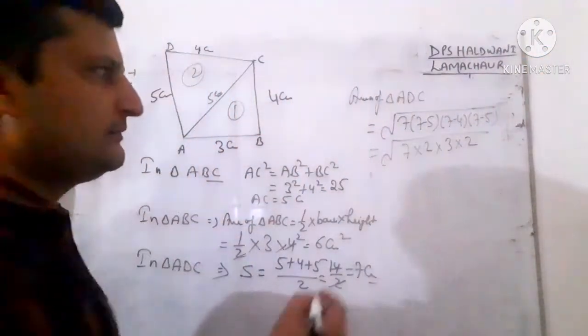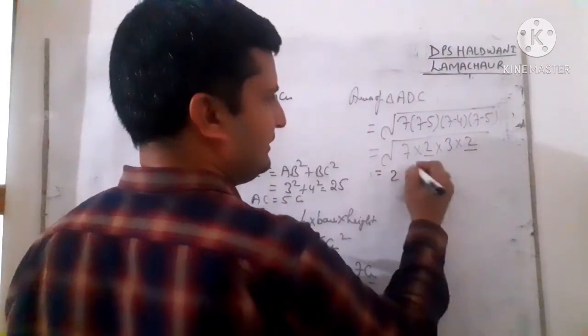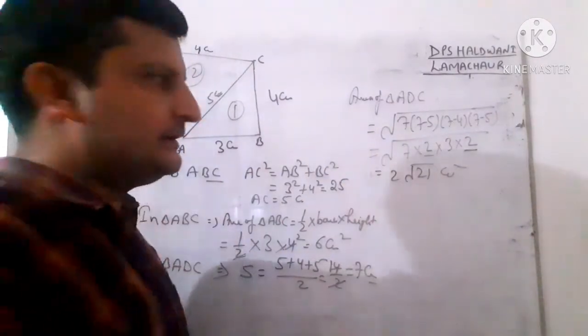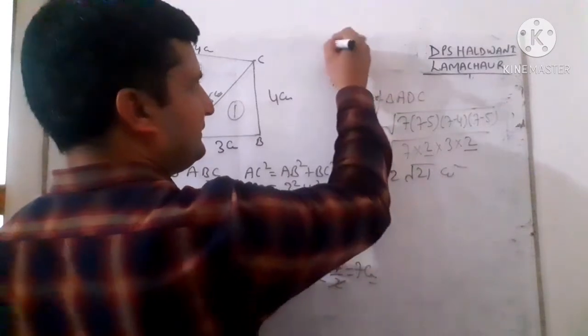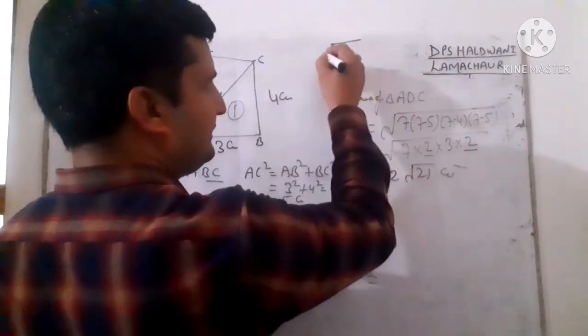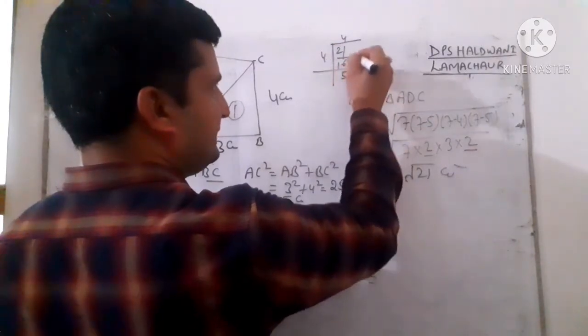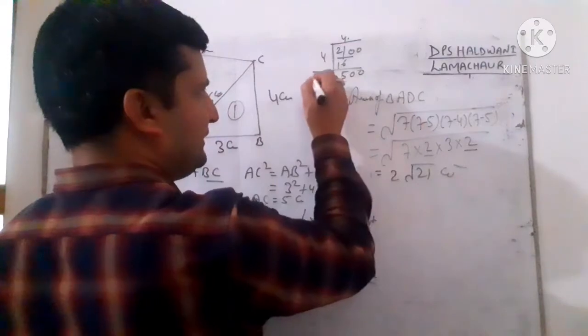So student, what we have to do? We have to take 2 as the pair, so root 21 centimeter square. Again it is coming root 21. We can find the root of 21 here. Root 21 means we can make the pair. 4 4 is 16, 5 is there, point will be there. 2 pairs will be 4 4 and 8.